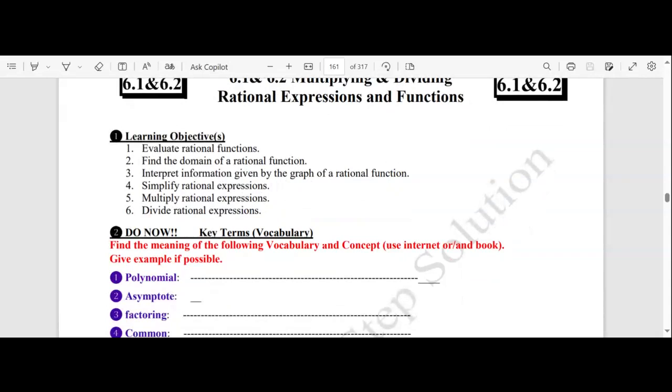Number 1, evaluate rational functions. 2, find the domain of a rational function. 3, interpret information given by the graph of a rational function. 4, simplify rational expressions. 5, multiply rational expressions. And 6, divide rational expressions.